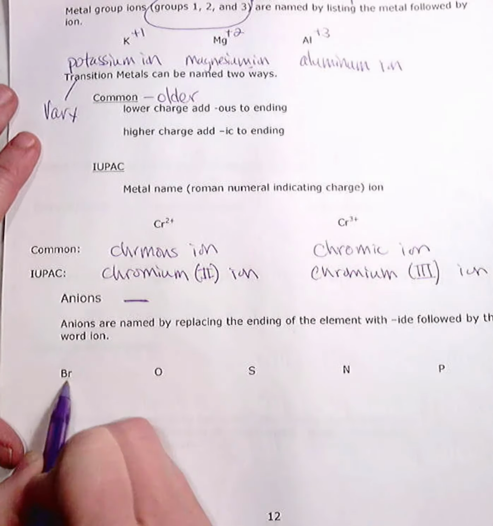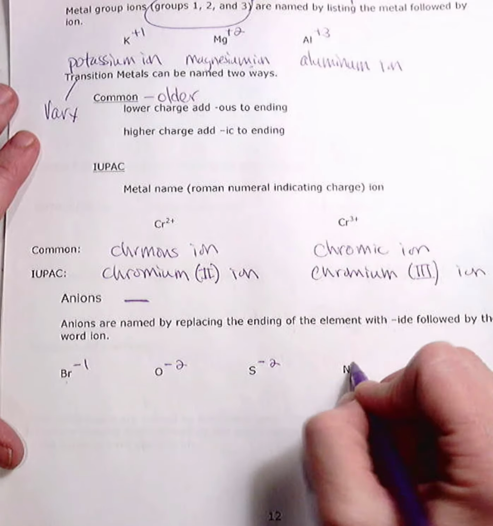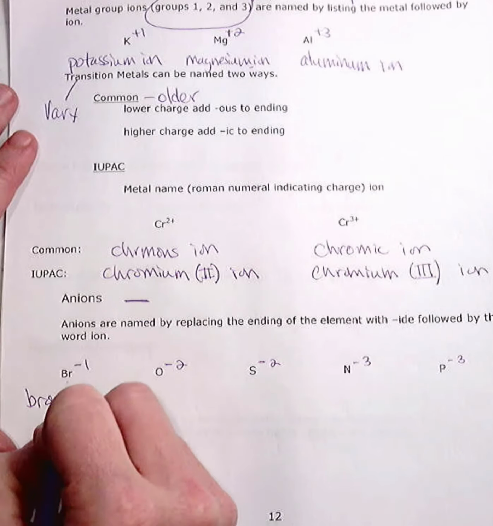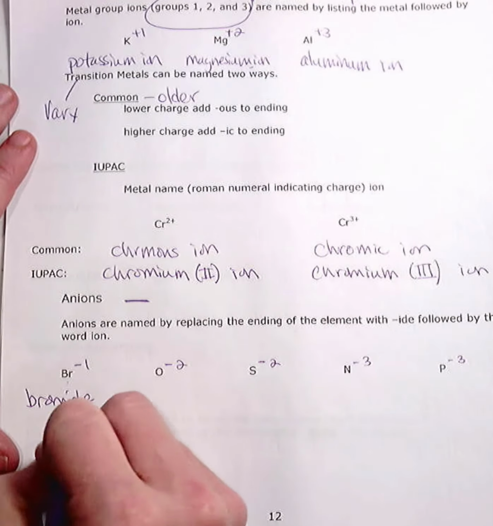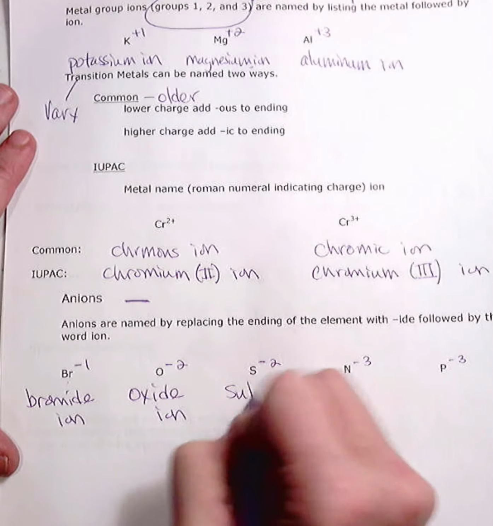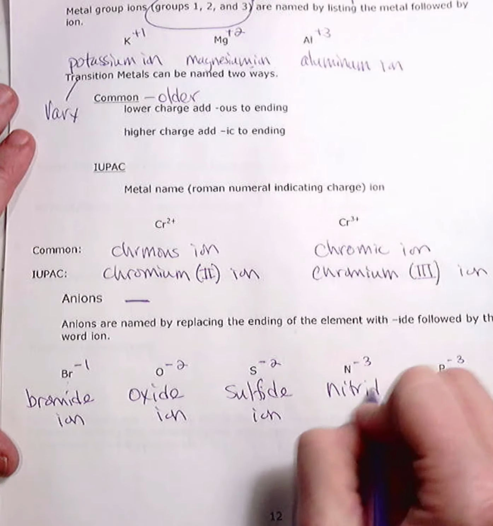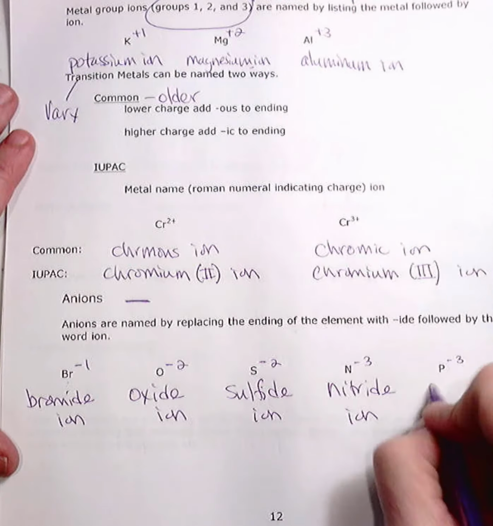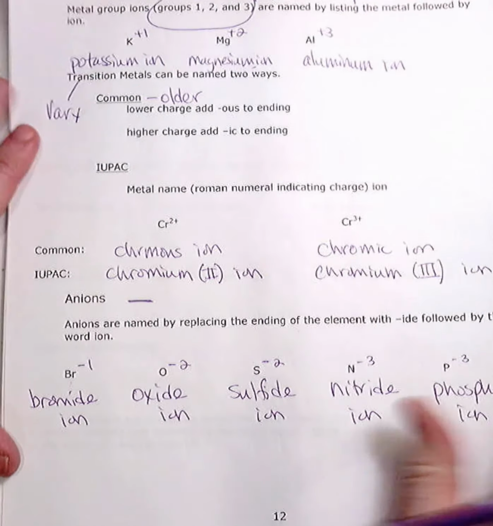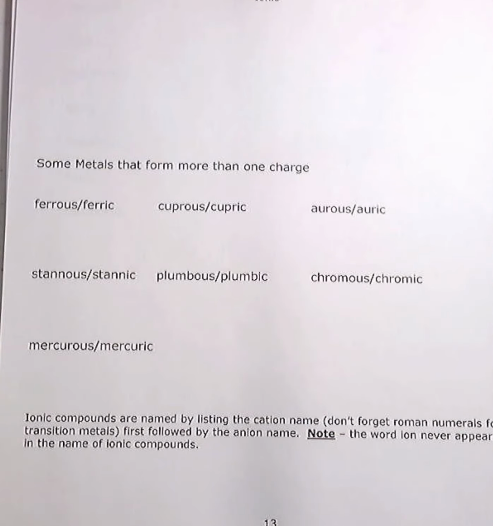So this is bromide ion, oxide ion, sulfide ion, nitride ion, phosphide ion. Okay, so naming ionic compounds.